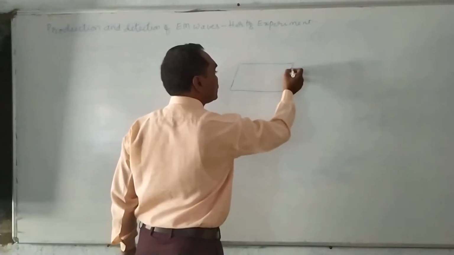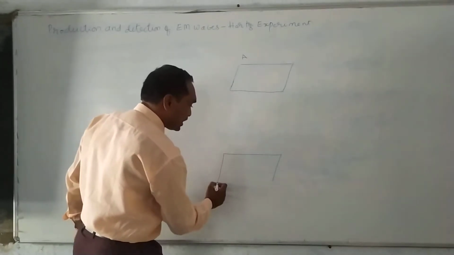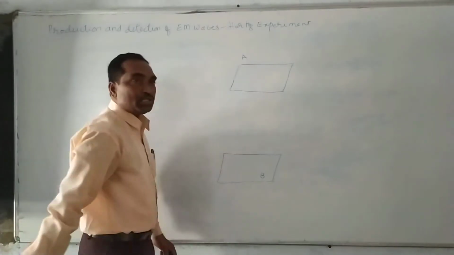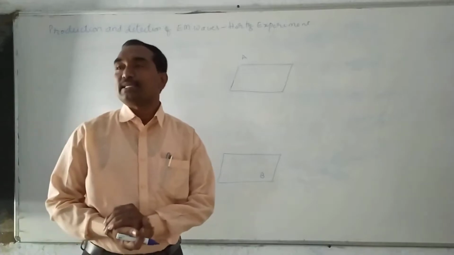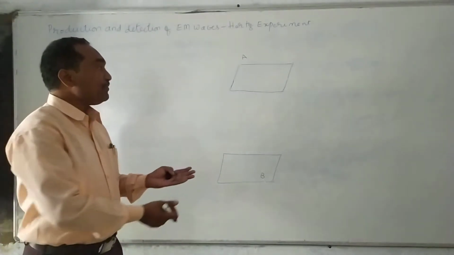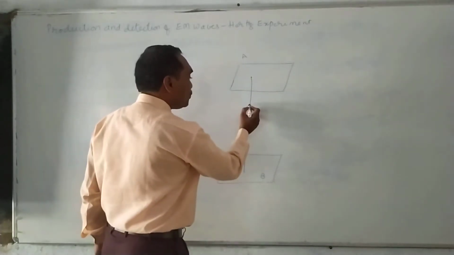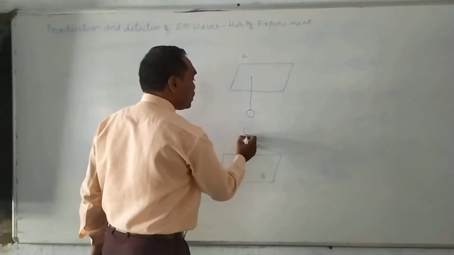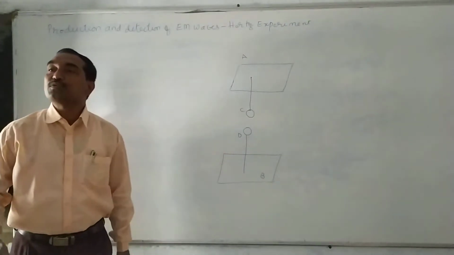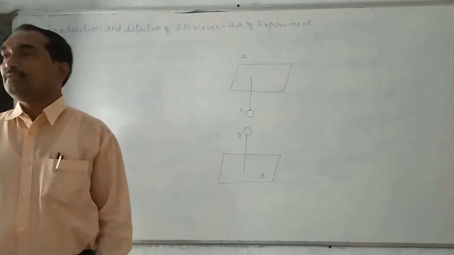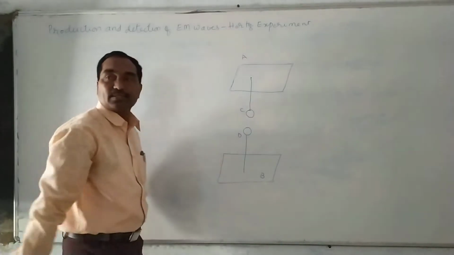This is one metal plate, maybe taken as A. This is one more metal plate, taken as B. These 2 metal plates are placed parallel to each other, so they act as a capacitor. In between those 2 plates, using a thick wire, there are 2 brass rods, heavily polished. So C and D are heavily polished brass spheres. These 2 spheres are connected with the AB plates with a thick wire.